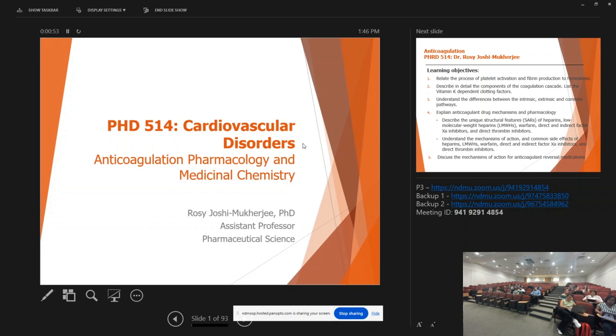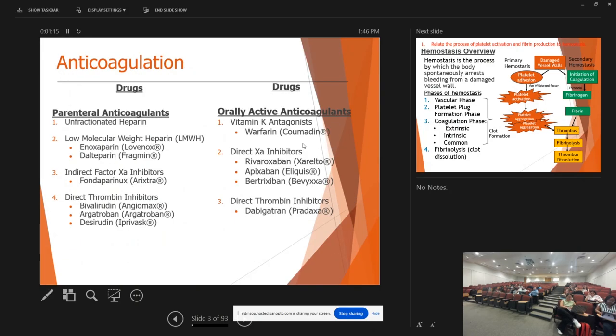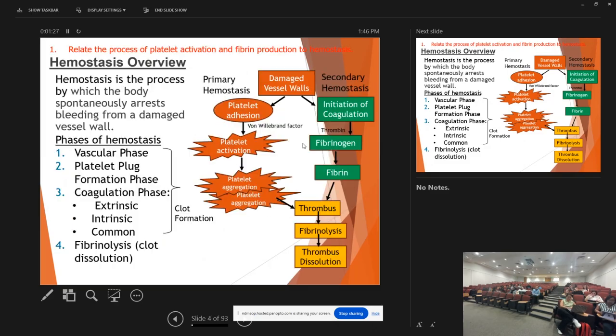So as I said, today we are going to talk about anticoagulation, and these are your learning objectives for today and tomorrow. We'll cover hopefully 1, 2, and 3, 4, some part of like heparin and warfarin. Tomorrow will be all drugs. Today we are going to talk about them. These are all your drugs that you'll be taught today, tomorrow, and mostly in the clinical lectures, these different classes.